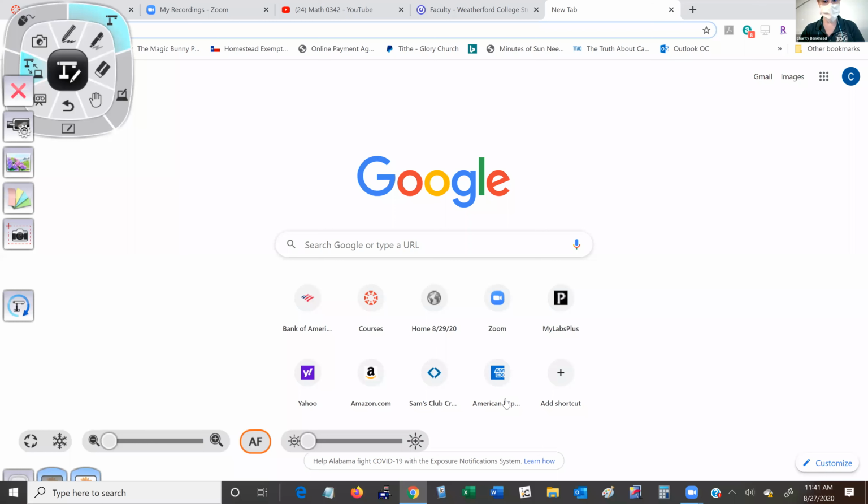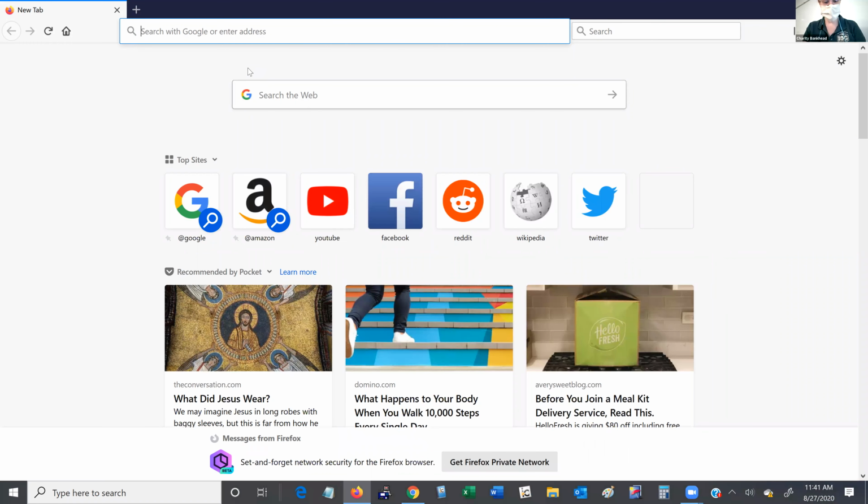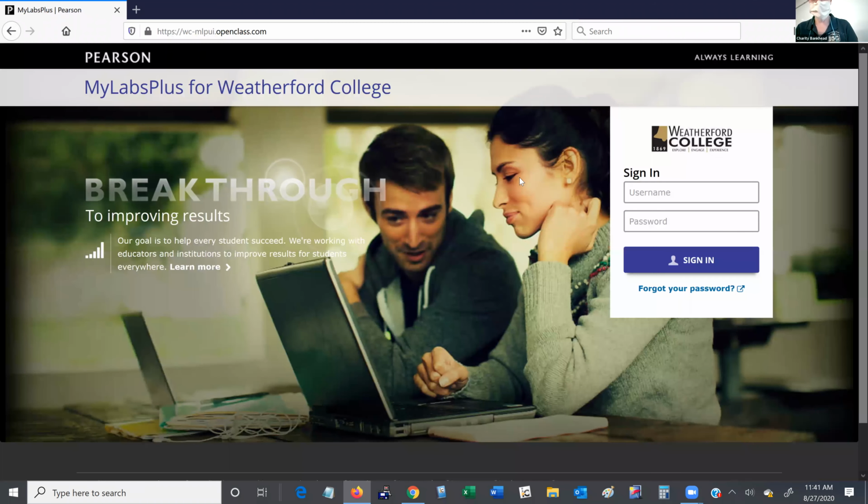So y'all need to go to the Firefox browser. And you need to type in www.wc.mylabsplus.com. And then to sign in, your username is the same one that you use for logging in Canvas. And your password is your date of birth with 8 digits.